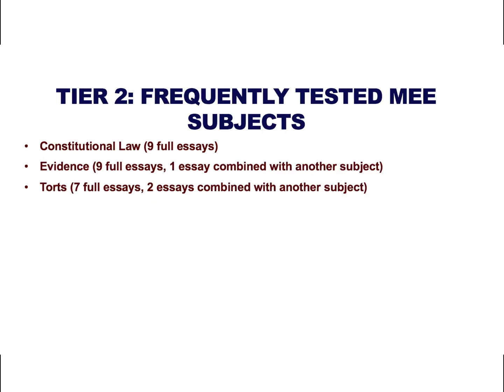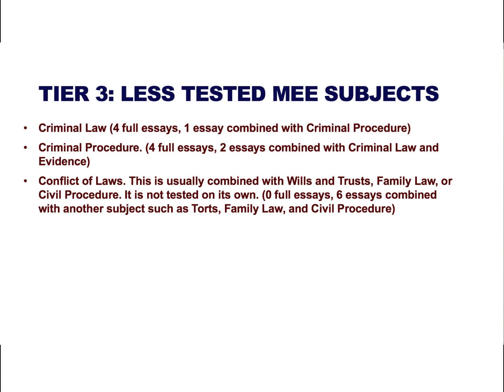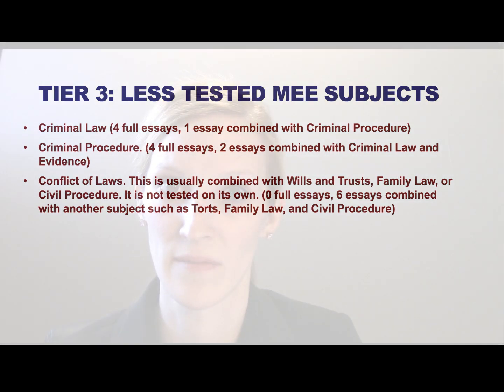If you go to Tier 2, these are subjects that are not tested quite as much, but they're still pretty frequently tested. And that's constitutional law, evidence, and torts. Tier 3 are subjects that are really not tested as much, and that's criminal law, criminal procedure, we divide them into two subjects, and then conflicts of law. Conflicts of law is not even considered to be a standalone subject on the MEE, so that means if you see conflicts of law, it will be combined with another subject.